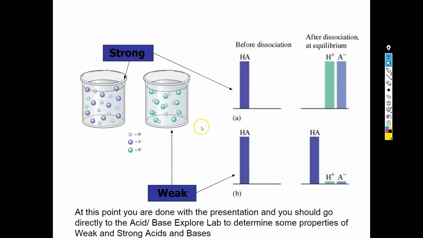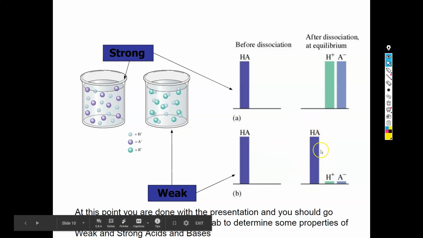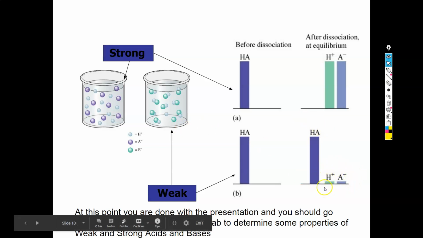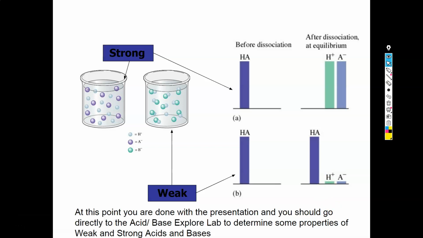However, if you compare that to the weak acid, then you'll notice that most of the ions are staying together and not dissociating. In fact, only a small amount of the ions of a weak acid or base dissociate. So that's going to be our main difference between where we designate something as a strong acid or a weak acid.